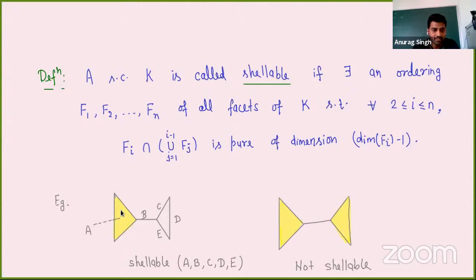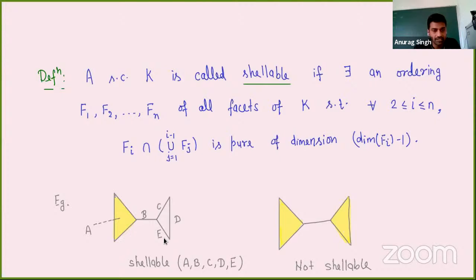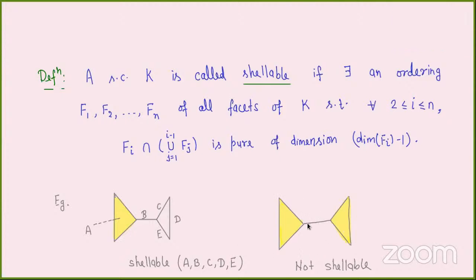What I mean by that is, suppose you have this simplicial complex. There are 5 facets, right? You have a facet A, and facets B, C, D, and E. Now, what this definition says is that you can arrange these facets in such a way that whenever you take Fi and intersect it with the union of previous ones, you get a pure complex, and the dimension of this pure complex is exactly equal to the dimension of Fi minus 1. And this is what the ordering of these facets here is. On the other hand, when you focus on this simplicial complex, this is not shellable. You can try any ordering of the facets of this complex, you won't get this property.